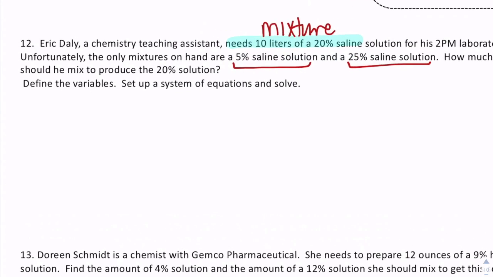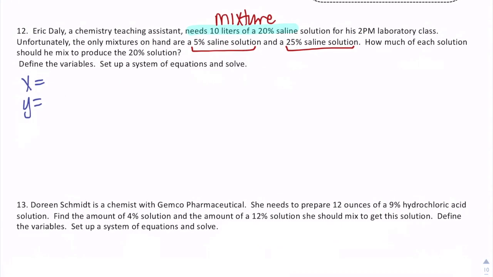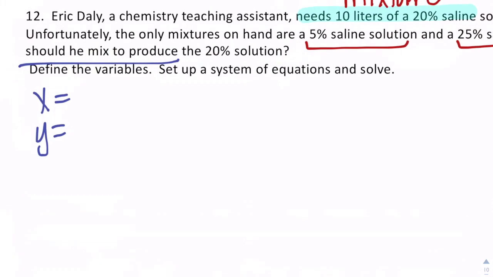All right, we always do the same first step. We have to define our variables. Where do we find what our variables are going to be? Right here in the question. How much of each solution should he mix? So if the question asks how much of each solution should he mix, then the variables are going to be the amounts of solution he mixes, right?